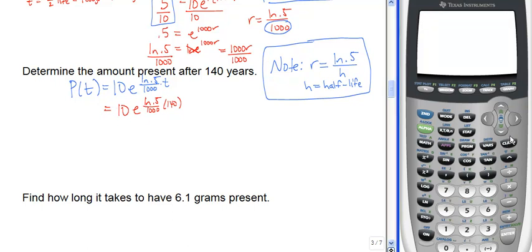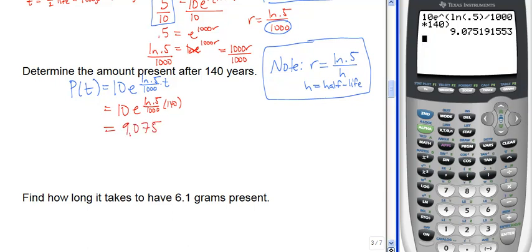So let's go ahead and do that. We get 10 times e to the ln of 0.5, divided by 1,000, times 140. And I get 9.075.